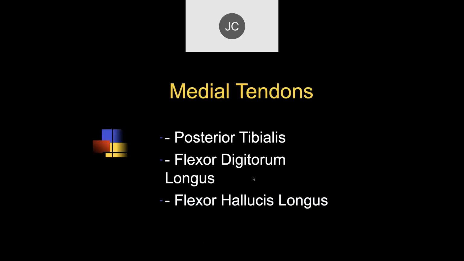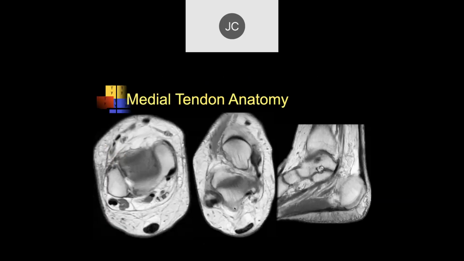So now let's move on to the medial tendons, which are the posterior tibialis, flexor digitorum longus, and flexor hallucis longus. And if we look in the axial plane, we can see these three, posterior tibialis, flexor digitorum, flexor hallucis, coming across there. The size of the posterior tibialis tendon is the largest of the three, and roughly the cross-sectional area in the axial plane of the posterior tibialis should be roughly equal to the sum of the cross-sectional areas of the digitorum and hallucis longus.